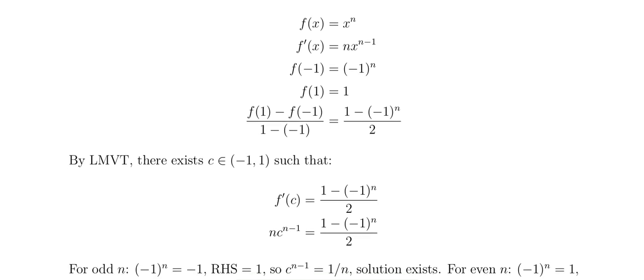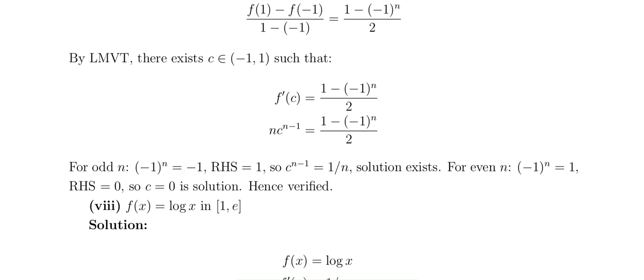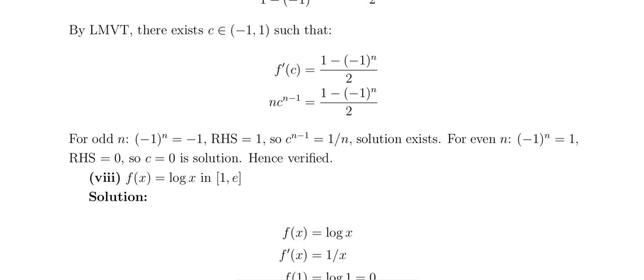So f of minus 1, f of n, c power n minus 1. If n is odd, what are the cases? We can consider cases. If n is odd, then c power n minus 1 equals 1 by n. The solution exists for c, obtained through the n minus 1th root of n. For even n, c equal to 0 is the solution.